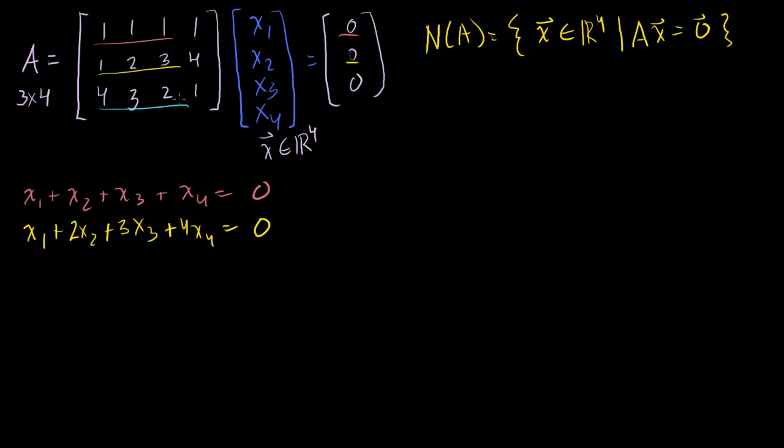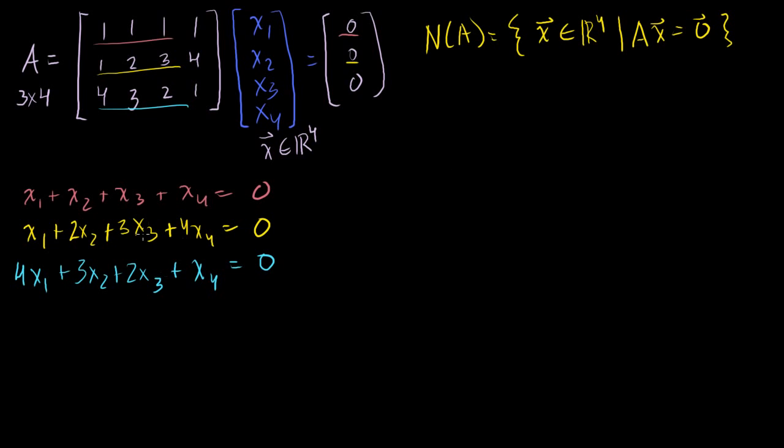And then finally, we have that times this vector should be equal to that 0. So you have the dot product of this row vector with this column vector should be equal to that 0. So you get 4x1 plus 3x2 plus 2x3 plus x4 is equal to 0. Oh, sorry, what am I doing? Right, 4x1 plus 3x2 plus 2x3 plus x4 is equal to 0. And we just have to find the solution set to this, and we'll essentially have figured out our null space.